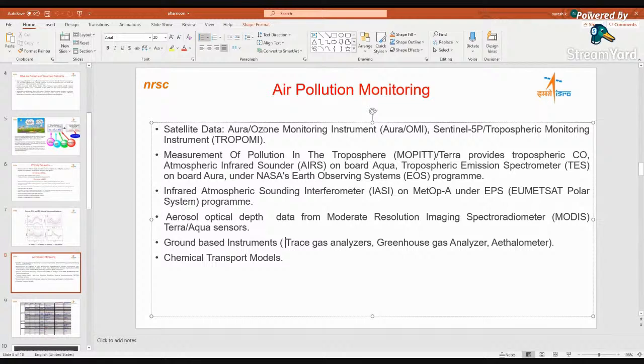Aura Ozone Monitoring Instrument is from NASA. Sentinel-5 is from the European Space Agency. For example, NO2 comes from the Aura Ozone Monitoring Instrument. The Sentinel-5 Tropospheric Monitoring Instrument gives carbon monoxide, NO2, and measurements of pollution in the troposphere.